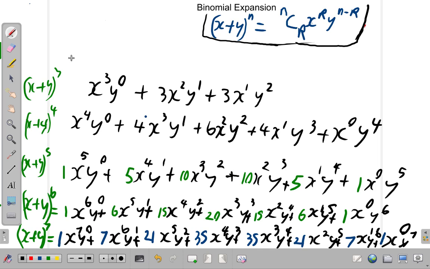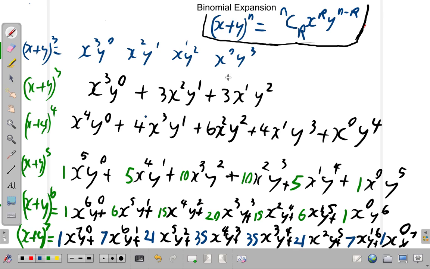Alright, so here now, let us imagine that you're asked to expand x plus y to the 3 using this formula. You would say x plus y to the 3 equals... Then you say x has a highest power of 3, so it's x to the 3, then x to the 2, then x to the 1, then x to the 0. Then the y's, y to the 0, y to the 1, y to the 2, y to the 3. You see the pattern. And you're going to be adding.